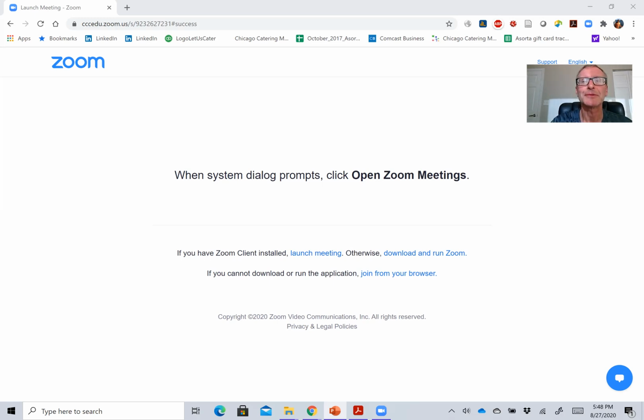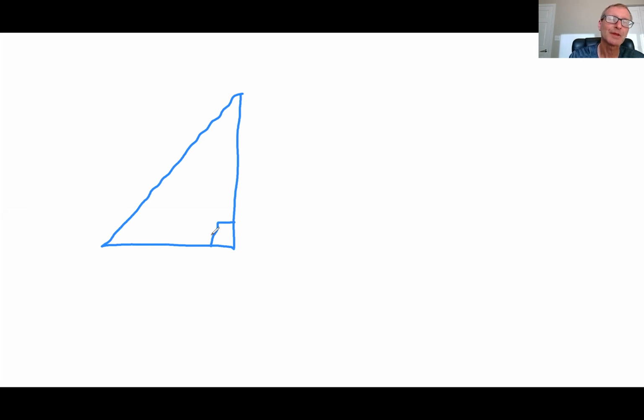So what I'd like to do here now is draw myself a right triangle over here. Oh, not too bad. So here's our angle of 90 degrees, which gives us the right triangle. And so what we're going to do is define this angle here from this side to the hypotenuse, and we're going to call that theta.